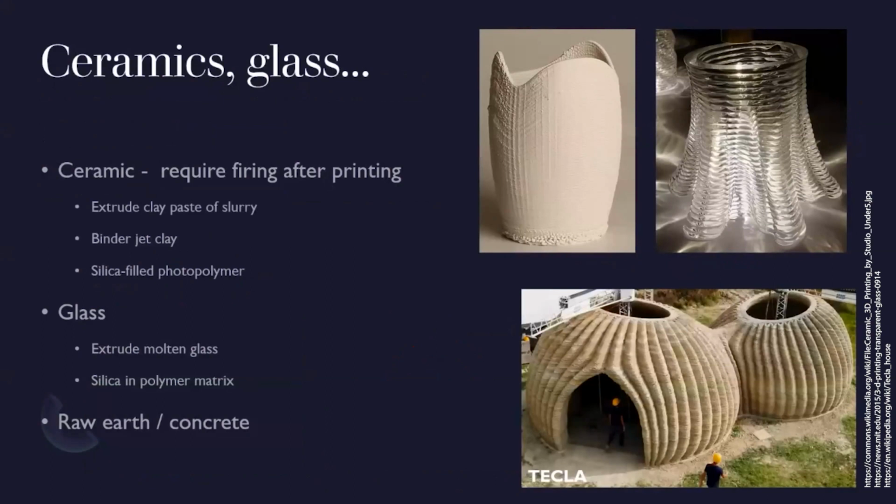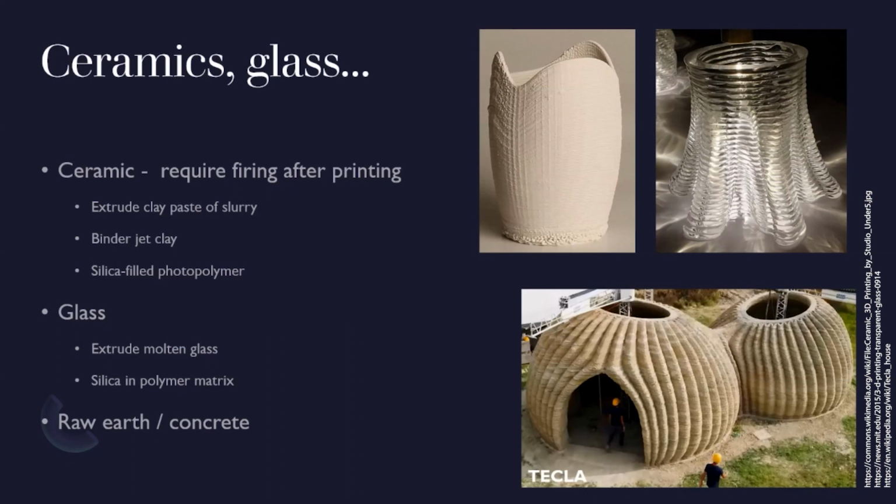The last categories I only briefly mention are ceramic, glass, raw earth, and concrete. For ceramics, the 3D printed object is made prior to firing. Clay can be extruded, or particles of clay can be stuck together using thermoplastic binders that are then burned off during firing. Researchers have even found a way to create a stable silica resin mixture that can be used for SLA. Similarly, glass can be extruded in molten state, or silica particles can be mixed with a polymer that is then burned away during the sintering process to create transparent glass objects.